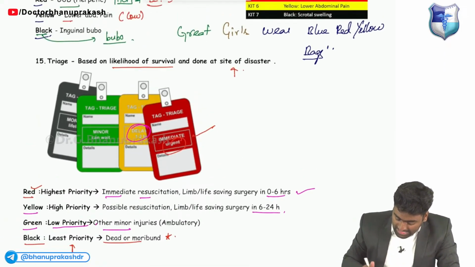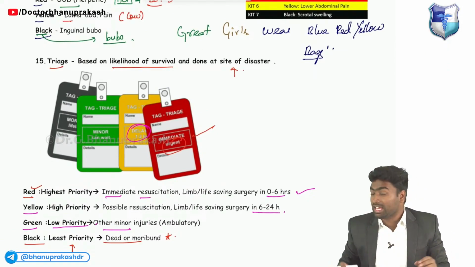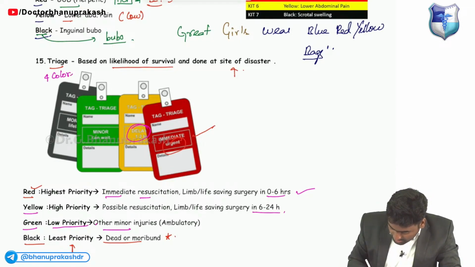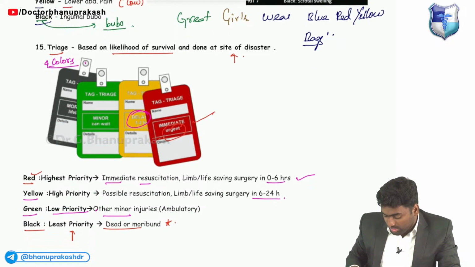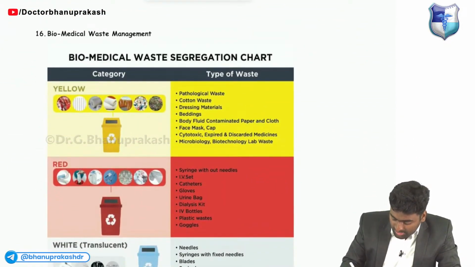So remember, this triage will not have 3 colors. The name is triage, which means to segregate. It will have 4 colors. Remember, it will have how many colors? It will have 4 colors. Good. Fine. Next, we'll see about biomedical waste management.